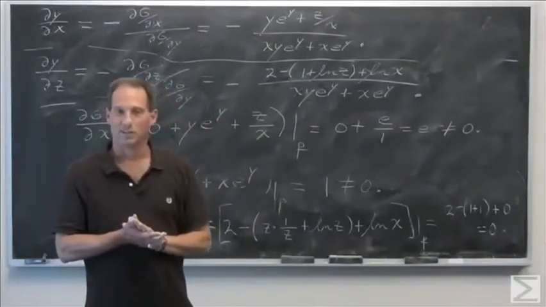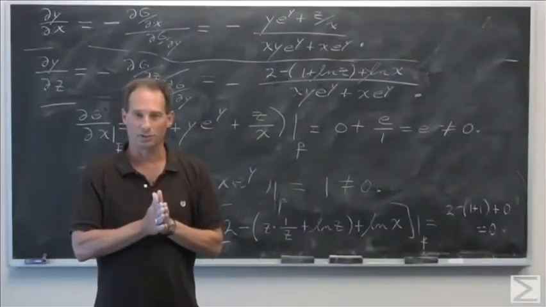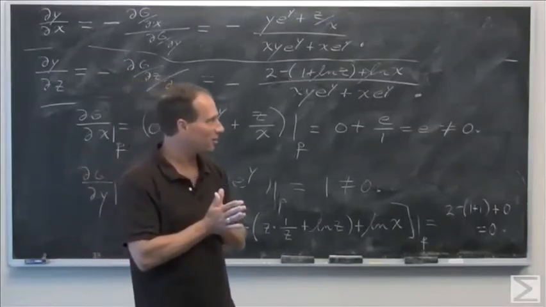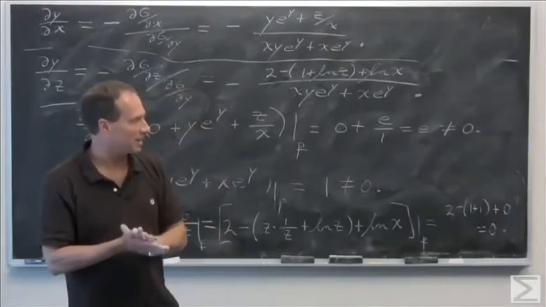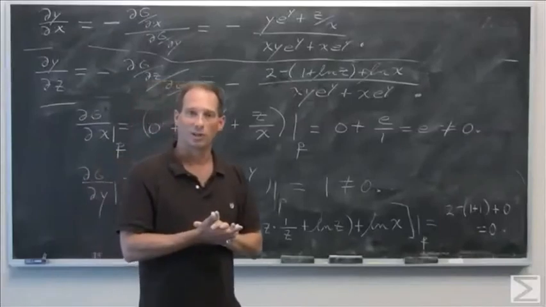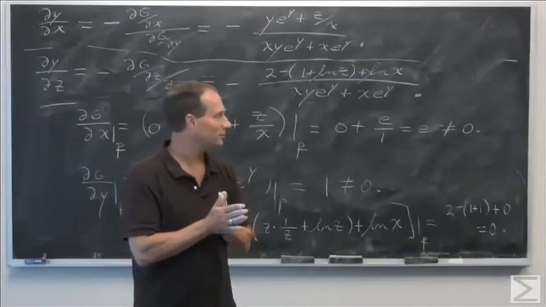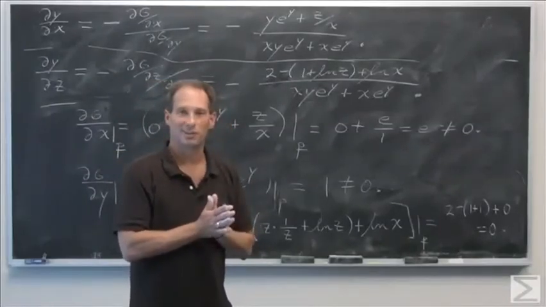That is the implicit function theorem and how you differentiate implicitly in multivariable calculus. It's a handy thing to do when you really can't solve explicitly for one variable in terms of the others.